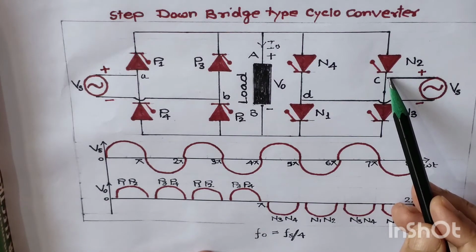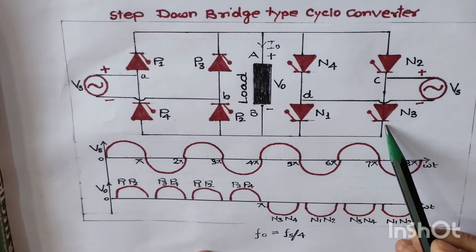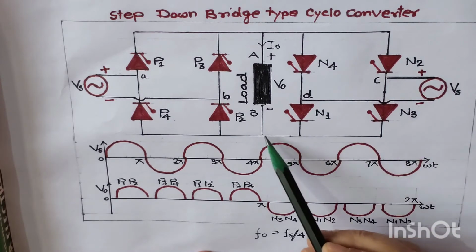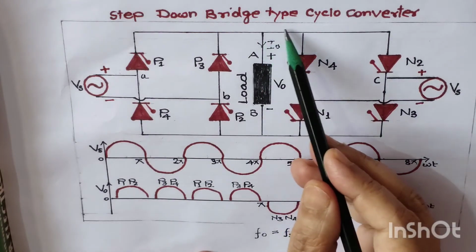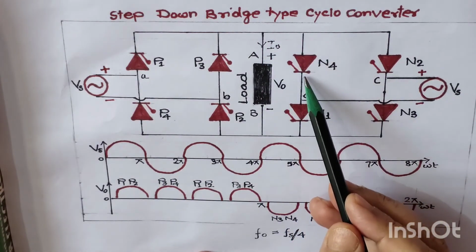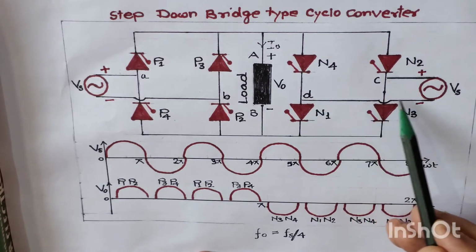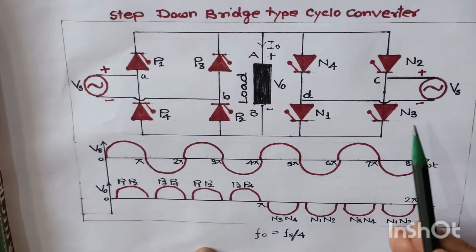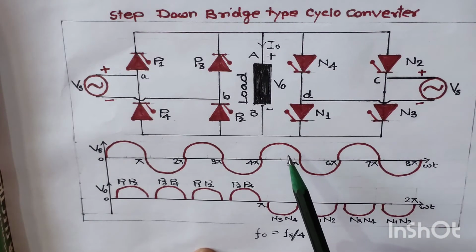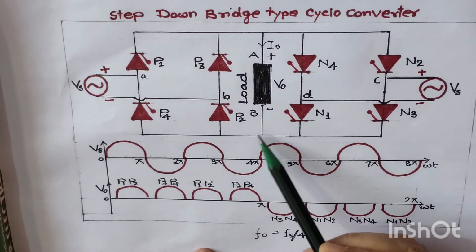From positive switch point C, current will flow through the thyristor N3, it will come back toward the point B, and through the load it will go toward this side, and through thyristor N4 it will complete the circuit. It means in this case we have received a current flow that is opposite to the previous case.